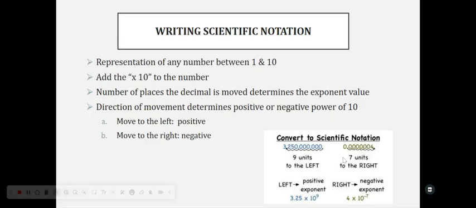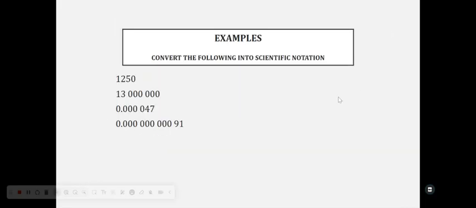On the small numbers that have a decimal on the left-hand side, again, you're going to move all the way behind the first whole number, and then you're going to use a negative exponent to represent those. Here are 4 examples. Let's go ahead and try them and check yourself.